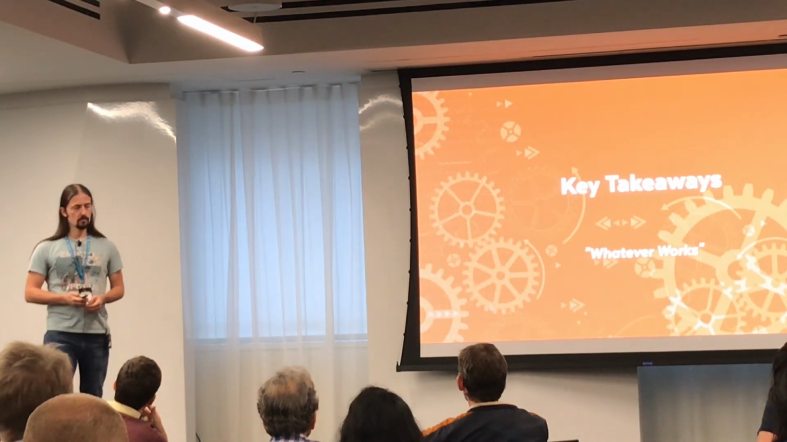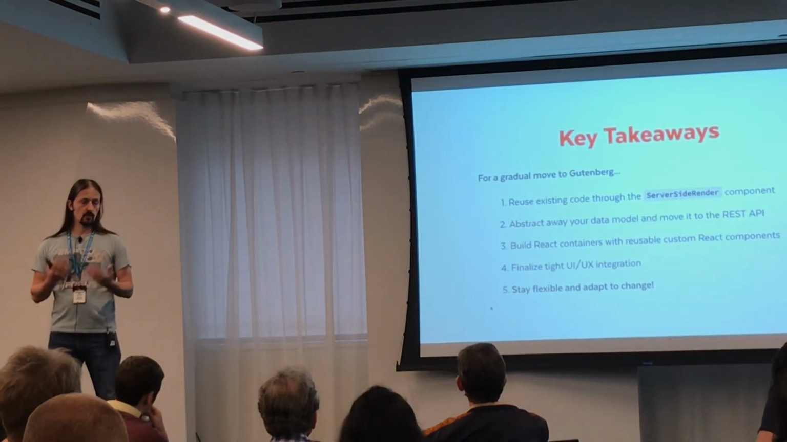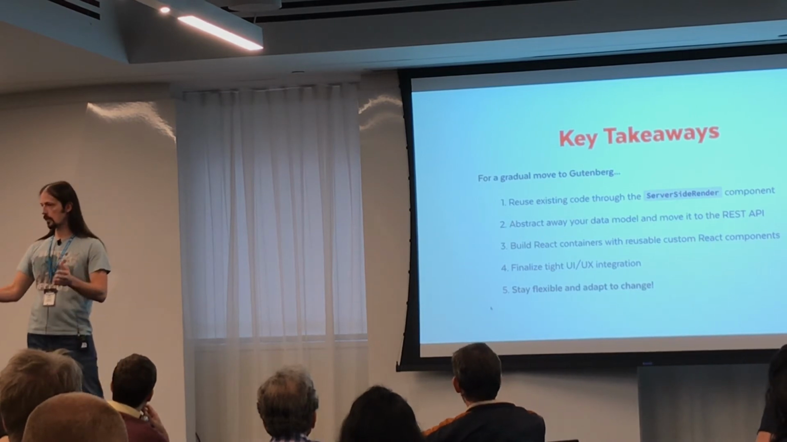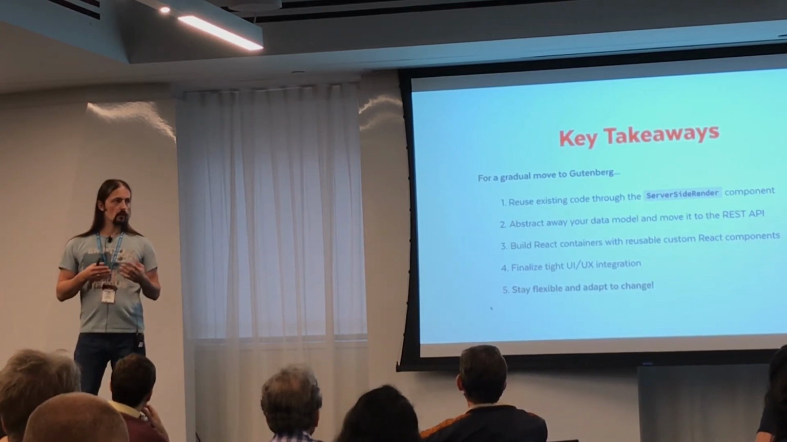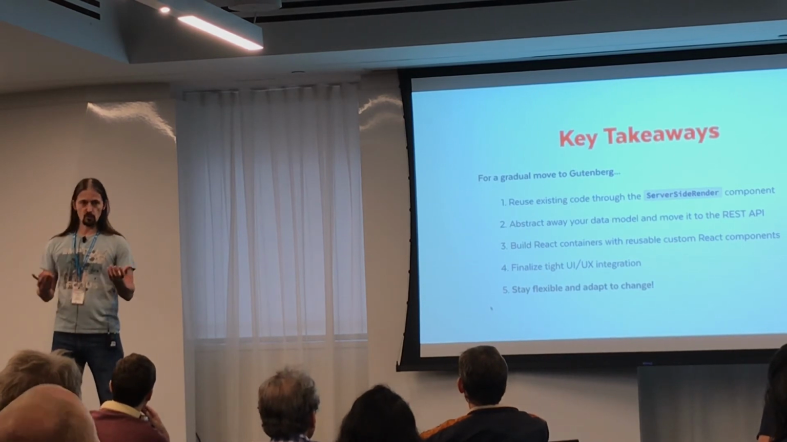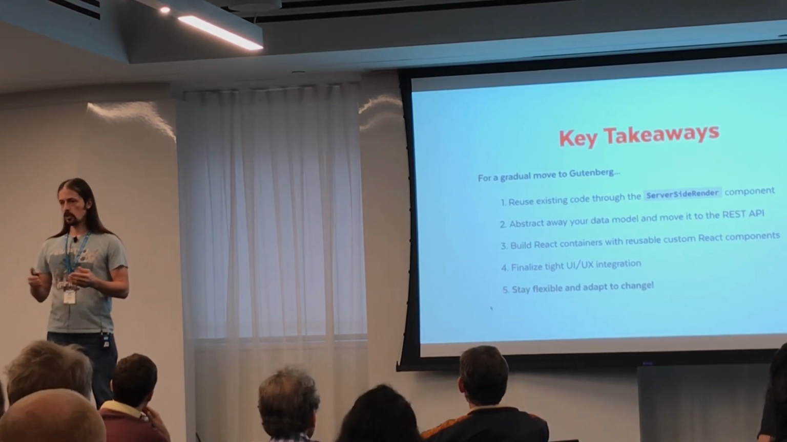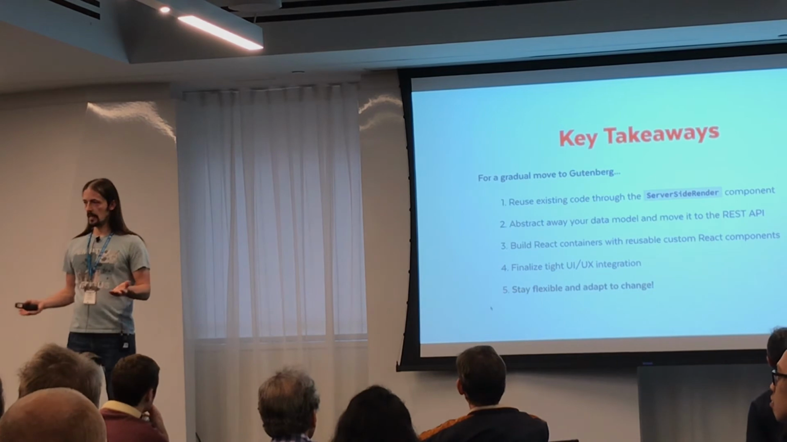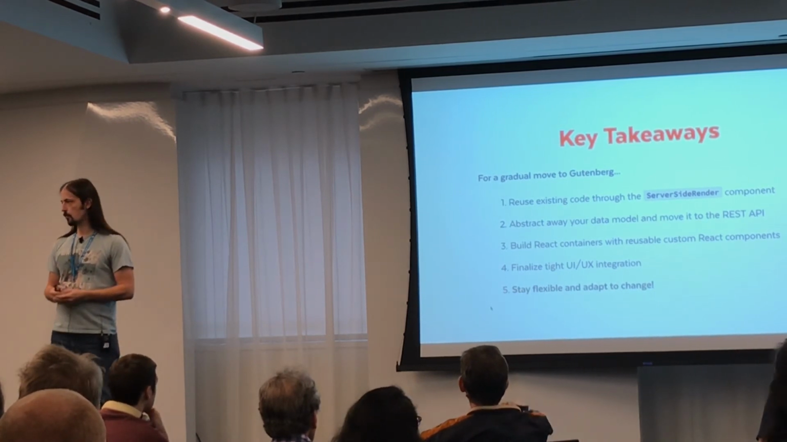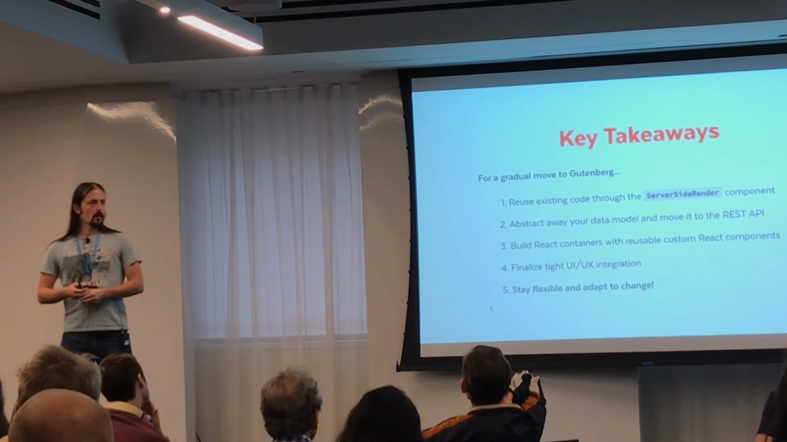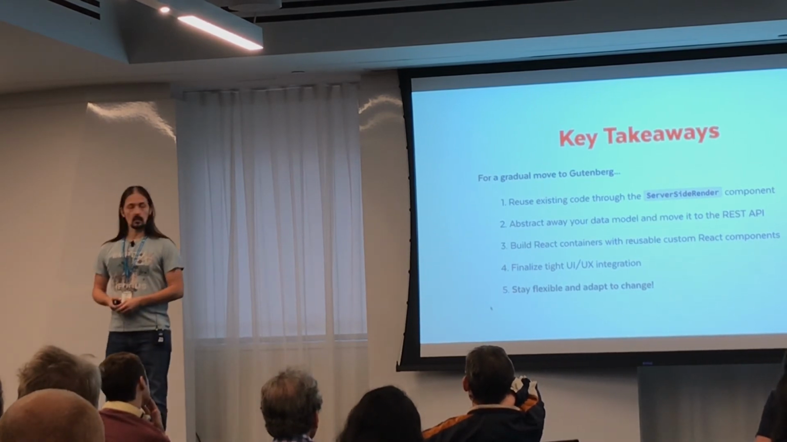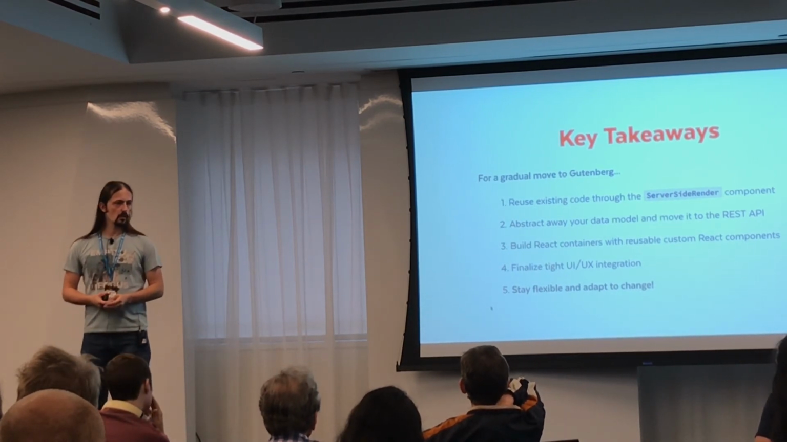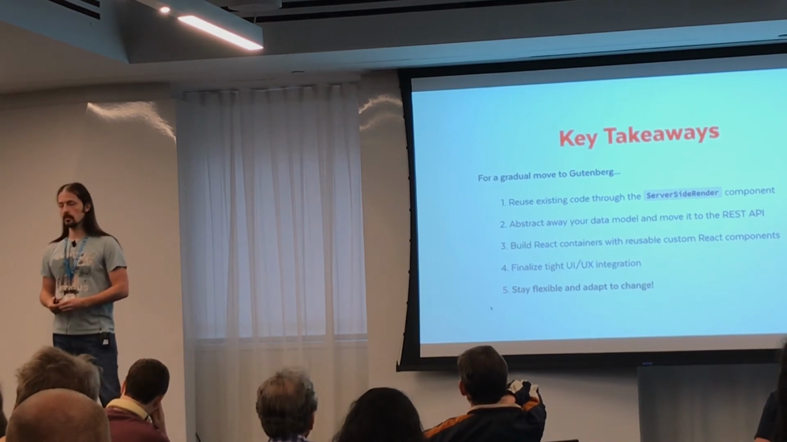The key takeaways from this talk. So first of all, this is about having a gradual path to getting ready for Gutenberg. If you can afford to just rewrite everything from scratch, it will probably be cheaper in total cost if you get it right. But for everyone else, going about gradually is probably the safer approach. So do this by reusing existing code through the server-side render component. So just reuse your PHP components that are already tested and mature.